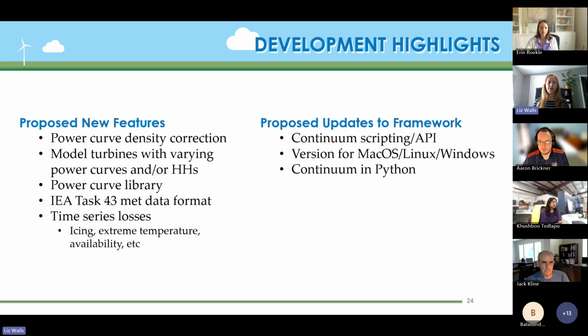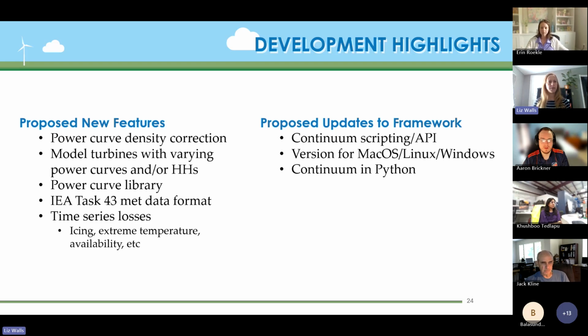The second one has also come up a number of times, and this has to do with modeling turbines with different power curves and or different hub heights. At the moment, you can only model a single power curve type, so just a wind farm with one type of turbine model, and you can only model one hub height. Of course, as we see in repowering projects, in neighboring projects, you could have a mix of models. So this has been something that has come up before.